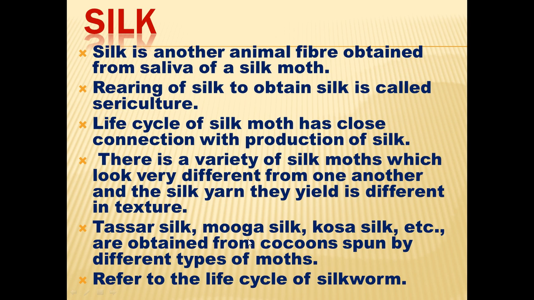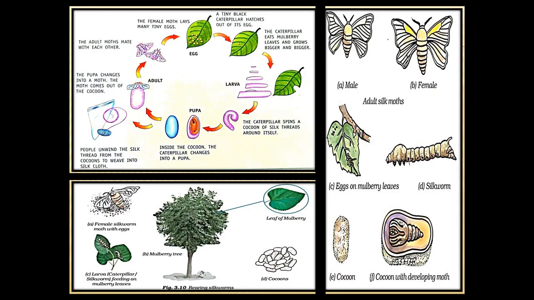Let us refer to the life cycle of the silkworm. Alright, here two pictures are given for you. One is from your book, a private publication, and another is from the NCERT. In both cases, one similarity is that the male and female silk moth have to fertilize and lay eggs, right? The egg is laid on the mulberry plant leaf. The tiny black caterpillar hatches out of its egg, and then it eats the leaves, right, and grows bigger and bigger.